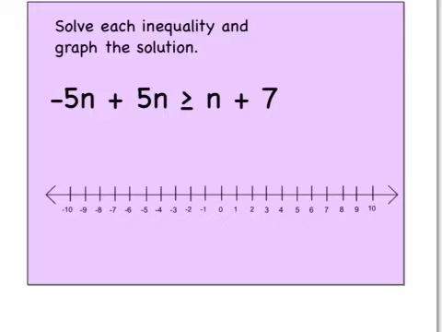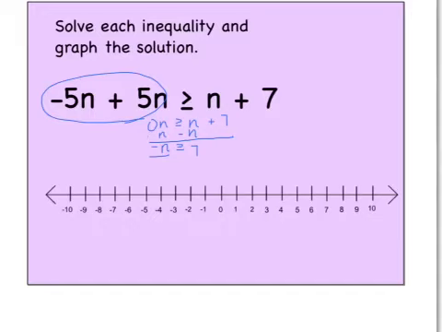Here, if we combine our like terms over here, we have 0n is greater than n plus 7. We subtract n from each side. We get negative n is greater than or equal to 7. Divide by a negative 1. Since we divided by a negative, we have to switch our sign, and we get n is less than or equal to negative 7. So I'm going to put a closed circle at negative 7 and shade to the left.